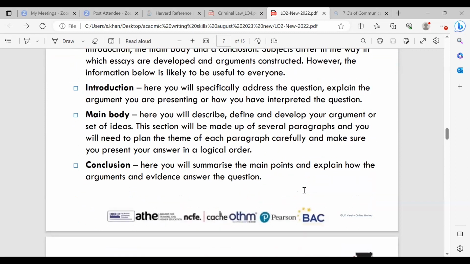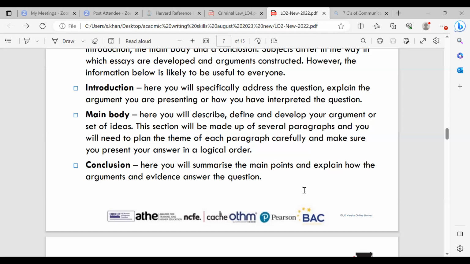And then you have the main body, and this is the core of it. This is where all the information comes. In the main body, you will describe, define, and develop your argument or a set of ideas. This section will be made up of several paragraphs. You will need to plan the theme of each paragraph carefully and make sure you present your answer in a logical order. So this is the core of it, the main body. And then the conclusion. Here, you will summarize the main points and explain how the arguments and evidence answer the question.